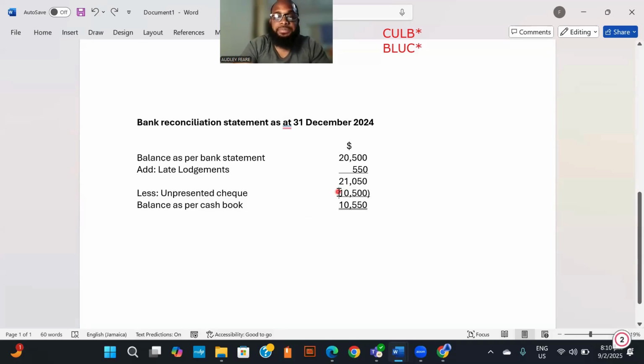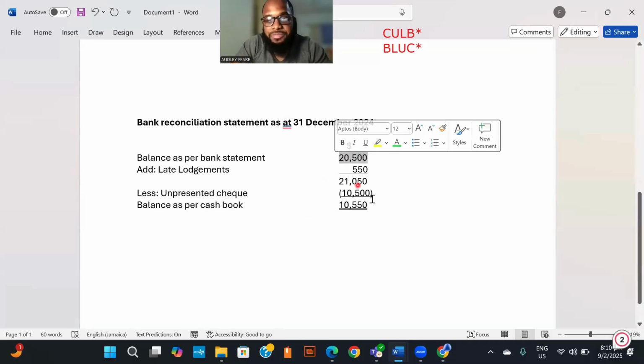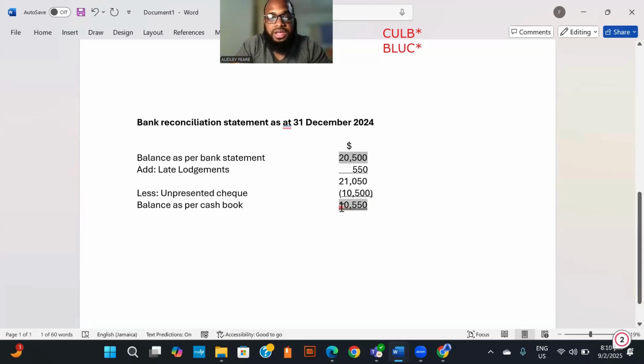So it is pretty straightforward as that, and that's how we do it. It's just simple arithmetic, and now the balances have been reconciled.